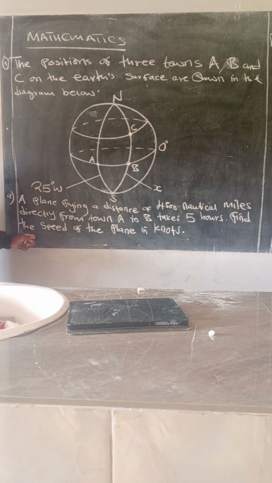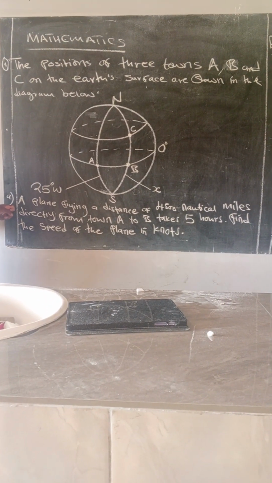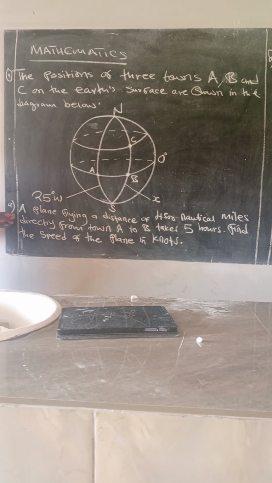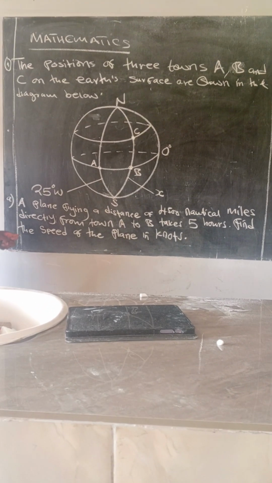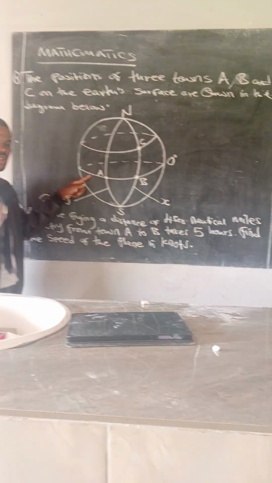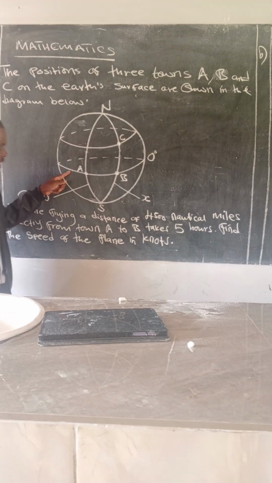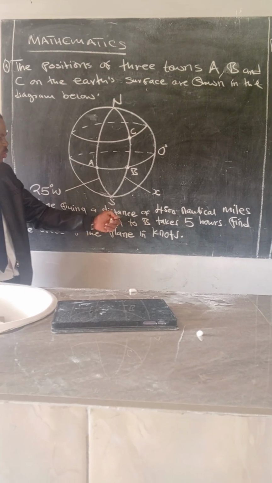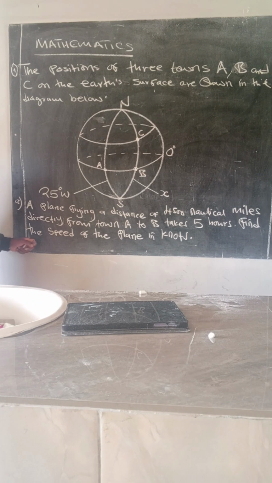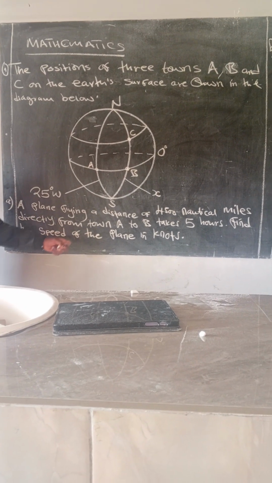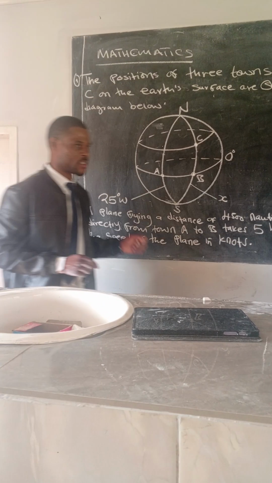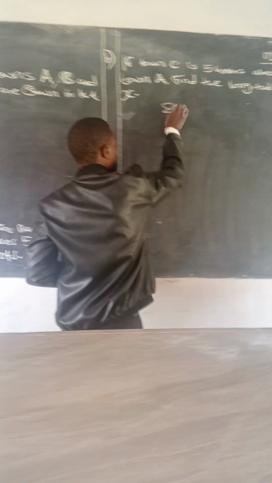Okay, but the question is, a plane flies a distance of 4,500 nautical miles directly from town A to B. So from town A to B, the distance in nautical miles was 4,500. Now, the time taken from point A to point B was 5 hours. Now the question is, find the speed of the plane in knots. Find the speed of the plane in knots, which means that solution.